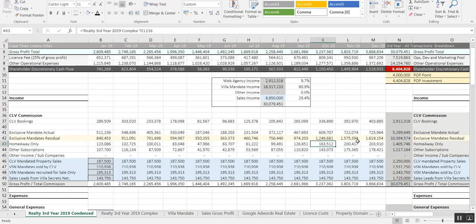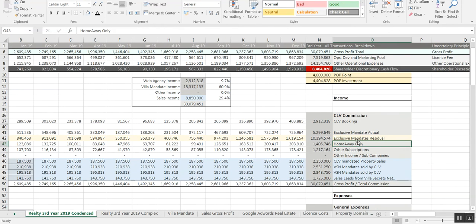We're actually speaking to HomeAway about a different system, but we've got to get 200 villas on our books first. And there's two ways to do that.